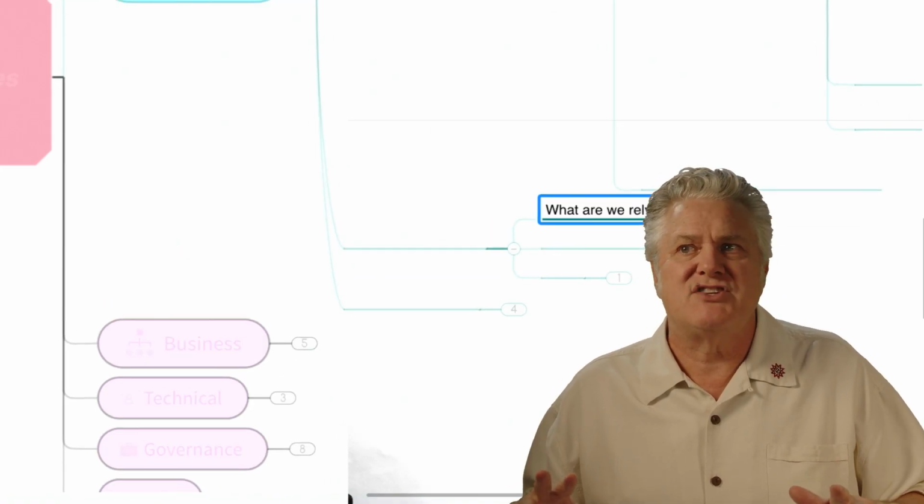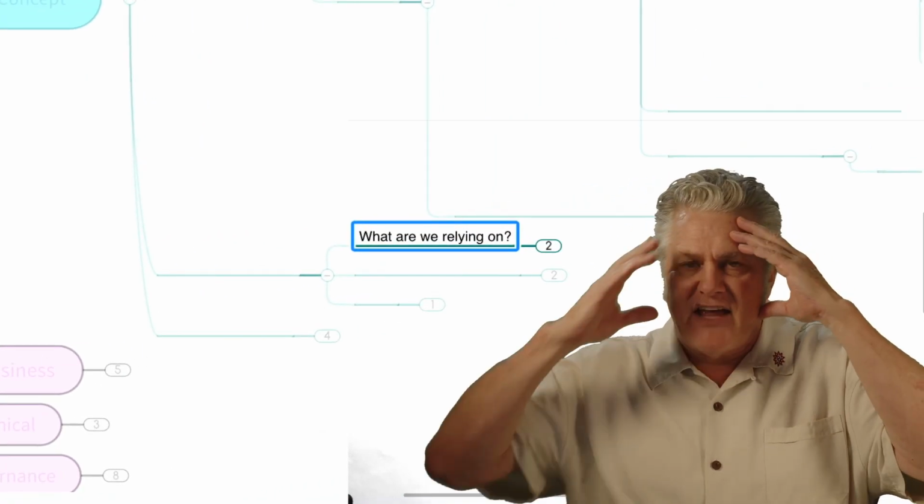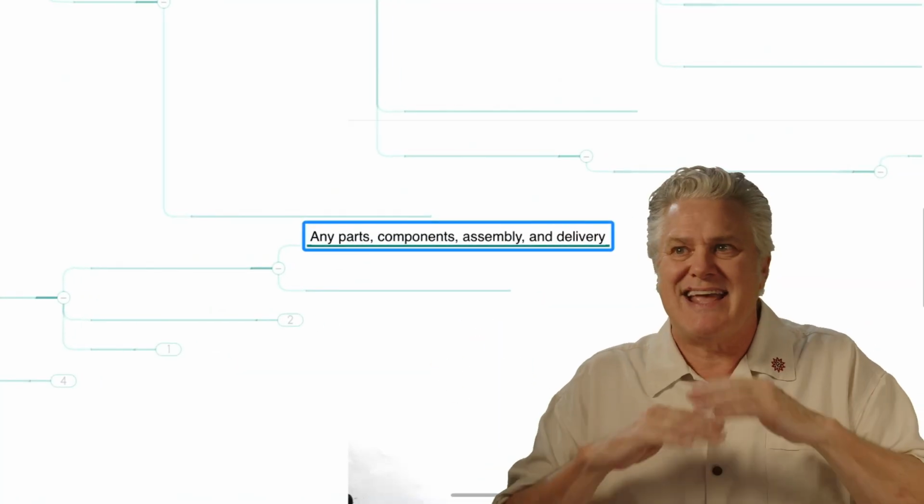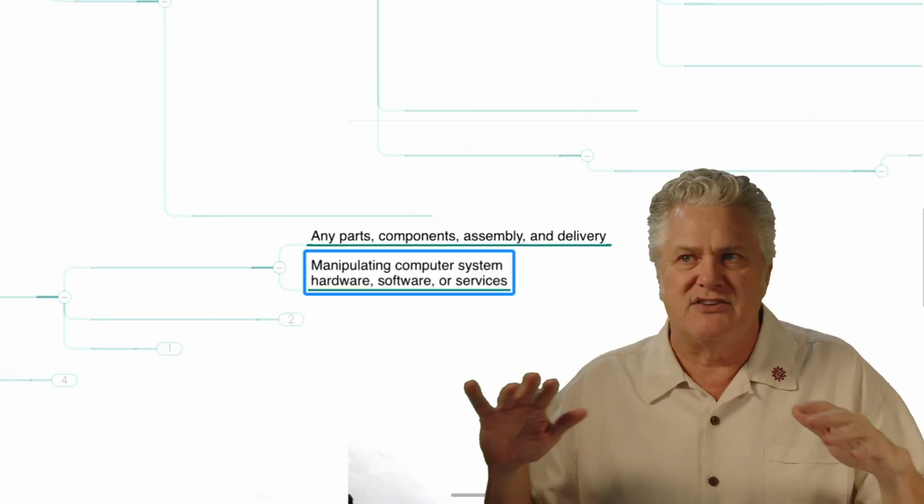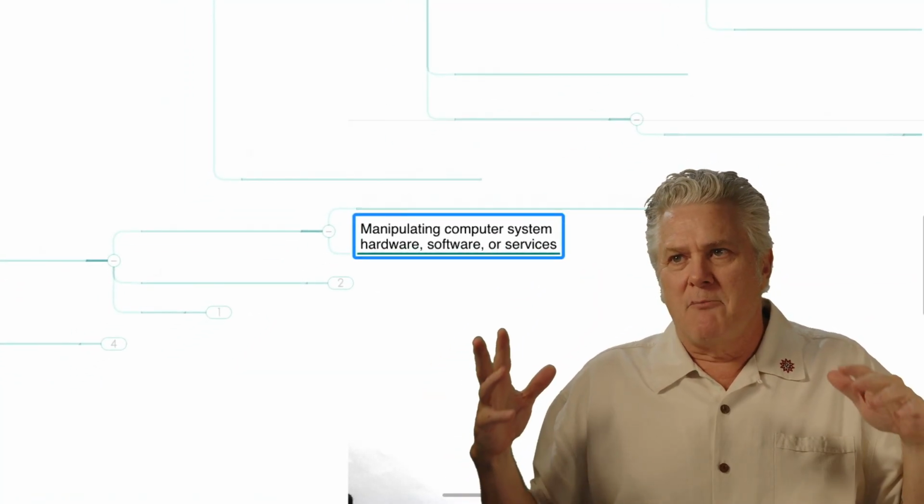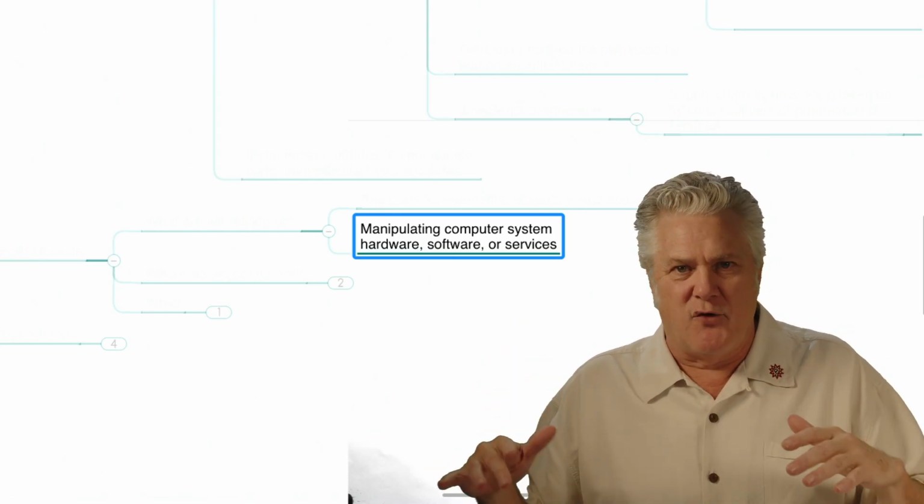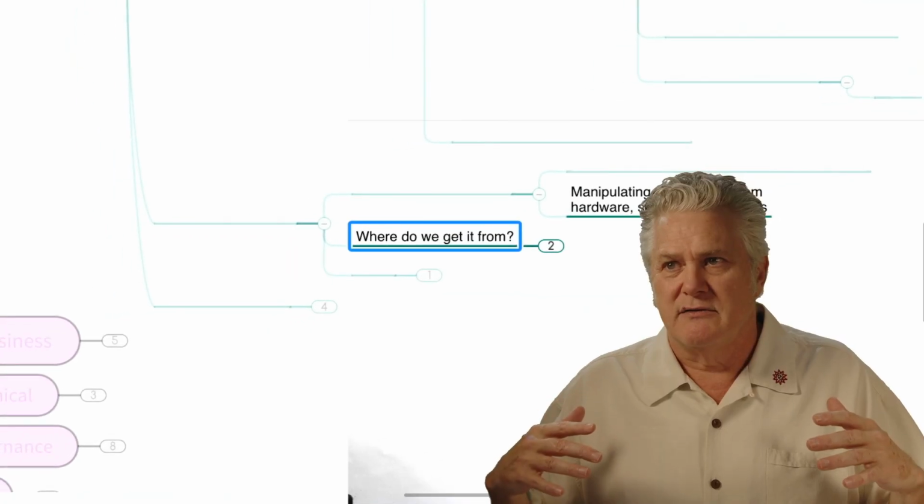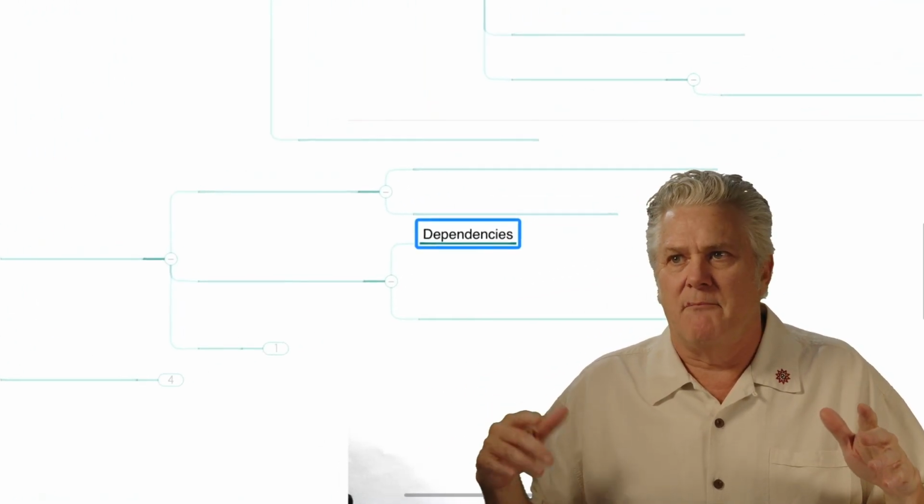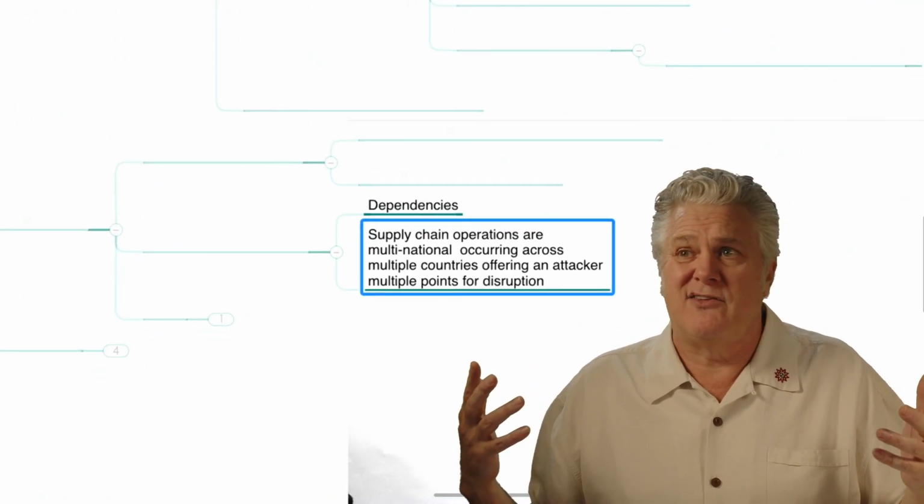If we look at the supply chain life cycle, we have to ask the question, what are we relying on? That's any parts, components, assembly, and delivery. Remember, what could be manipulated is the computer system, the hardware, the software, and the services that we are using. Where do we get this stuff from? Well, it's called dependencies at that point.